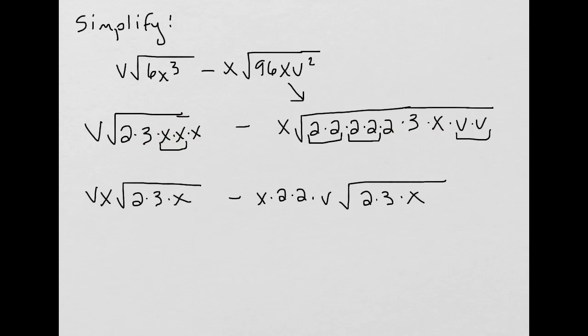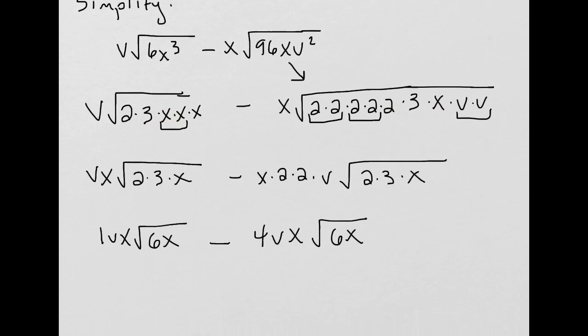So then my first term just becomes 1vx times the square root of 6x. My second term, when I simplify it, again, multiplication is commutative and associative, so I'm going to multiply the 2 by the 2 first, so 2 times 2 is 4. Vx times the square root of 6x.